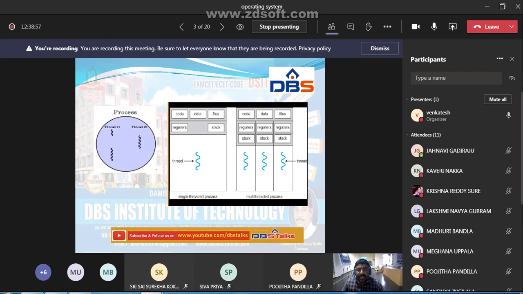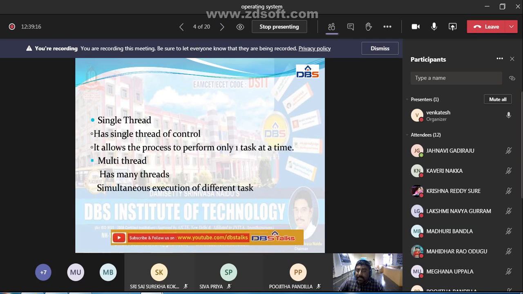If you see this diagram, we have many threads. Here, many threads in the sense we have three threads. At a time we are going to perform three tasks. In the first diagram we are going to perform only one task, whereas in the second representation, that is the multi-threaded process, we are going to perform three tasks at a time. Why? Because here we have three threads. So simultaneously we are going to execute different tasks.